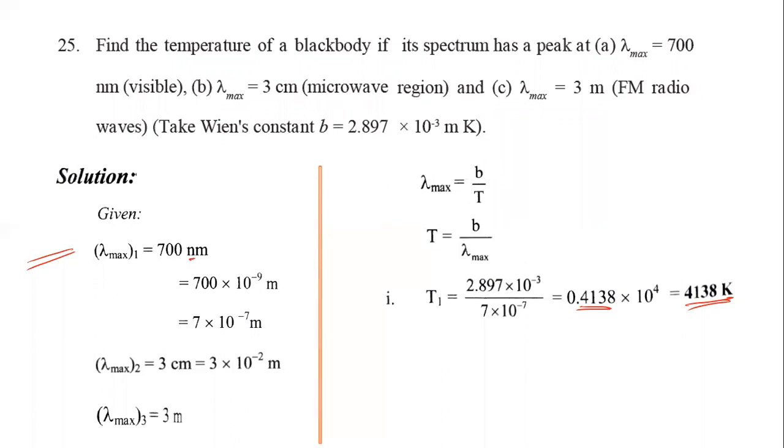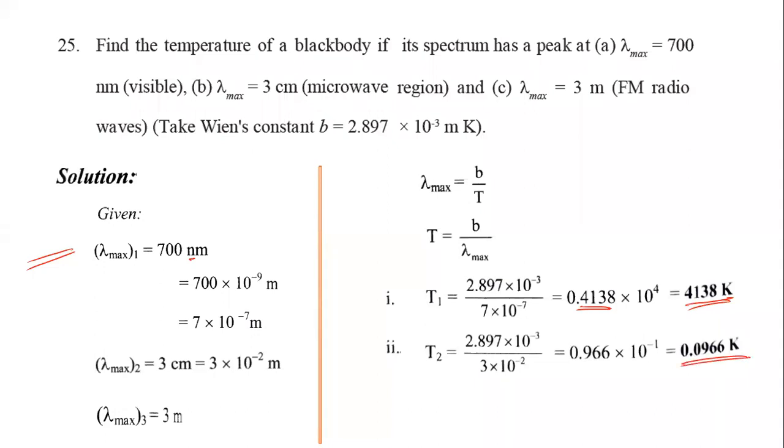Now the second calculation by using the same formula. T2 is equal to 2.897 into 10 raised to minus 3 divided by 3 into 10 raised to minus 2. Again, I am giving you some time to do the calculation. Check. The answer for this question is 0.966 into 10 raised to minus 1, or you can write 0.0966 Kelvin as the temperature.